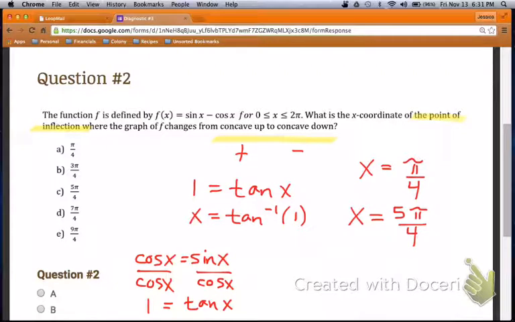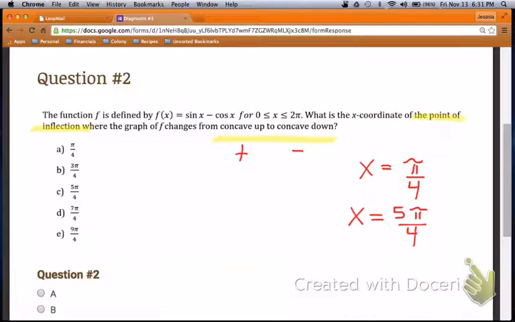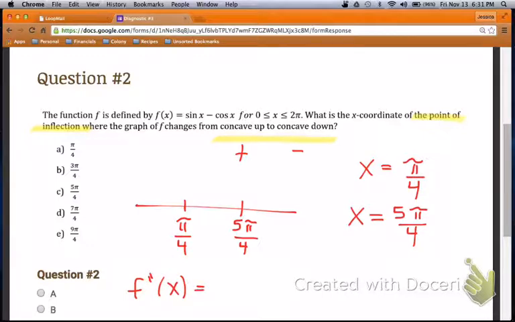From there, all we need to do is analyze which one of them is helping our function go from concave up to concave down. So we need to analyze exactly what our graph would look like. So at pi over 4, and at 5 pi over 4. That's essentially what we're doing. If I remember back to what my second derivative is, f double prime of x, it was negative sine of x plus cosine of x.